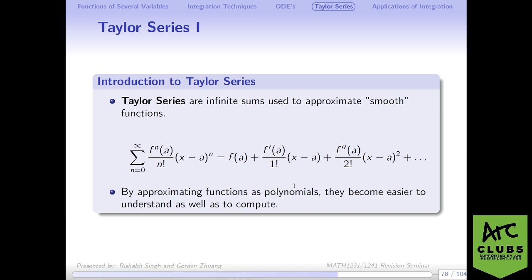Moving on, we have Taylor series. Taylor series are infinite sums which we use to approximate smooth functions. And when I say smooth, it just means they're infinitely differentiable. So Taylor series look like this, and when we expand it out, it's just the sum of the function's nth derivative over n factorial times this power of x minus a to the n.